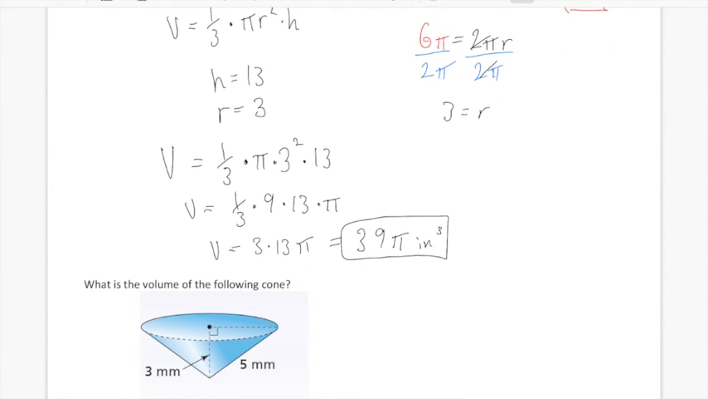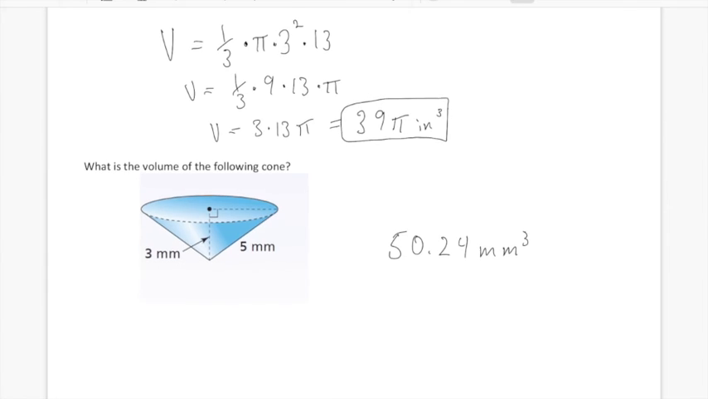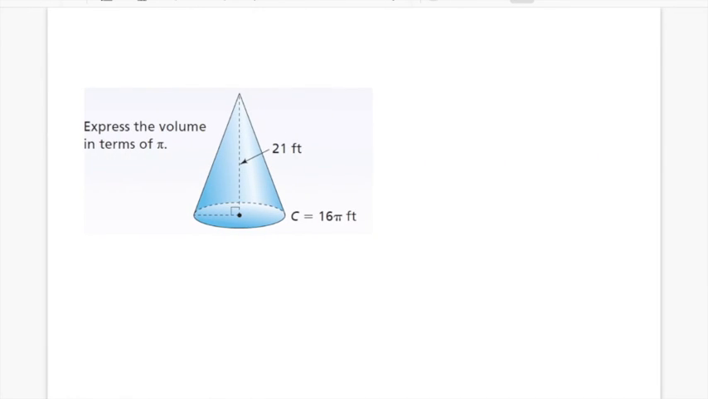Go ahead and find the volume of this question. So you should have gotten 50.24 millimeters cubed. And go ahead and find the volume of this question. You should have gotten 448 pi feet cubed, okay? Make sure you are expressing it in terms of pi because that is what it tells us, okay?